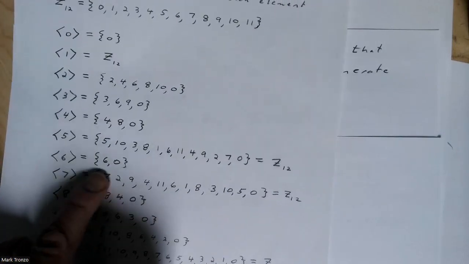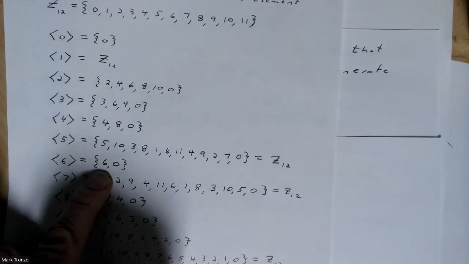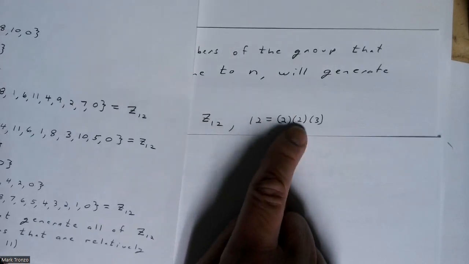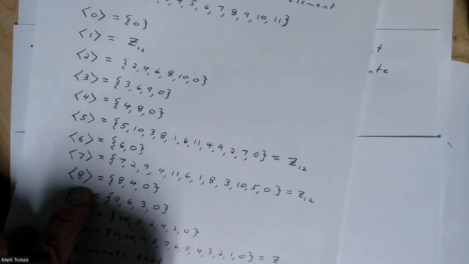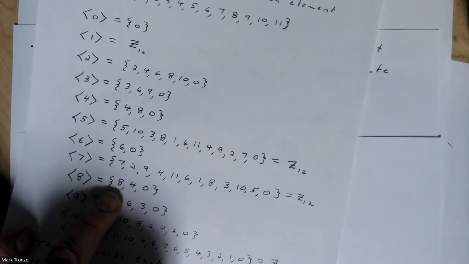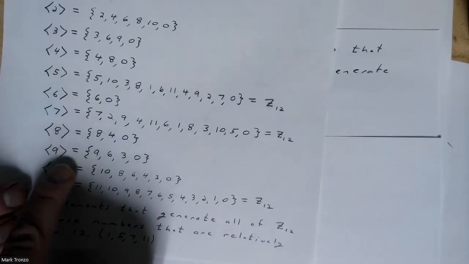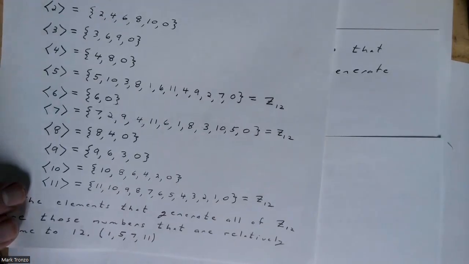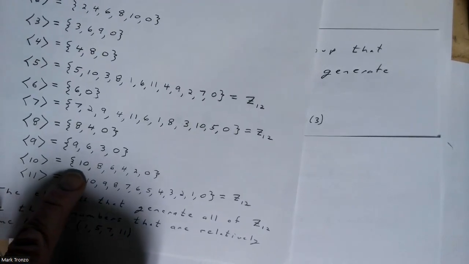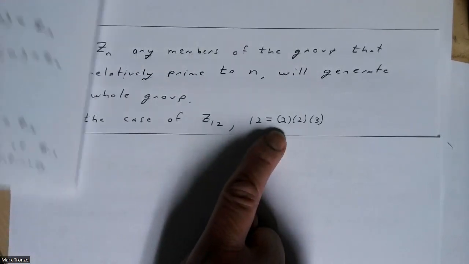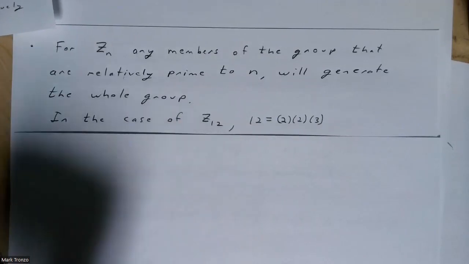6 is not relatively prime because if you factor 6, you get 2 times 3. It has at least one factor in common, actually 2. 8 factors to 2 times 2 times 2, so 2 is in common. 9 factors to 3 times 3, so they both have 3s. 10 factors to 2 times 5, so they both have a 2. So those numbers will not generate the whole group.